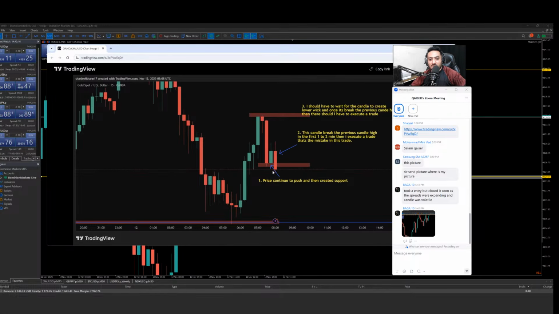All right, so it broke the low, price continued to push and then created support. Okay, it broke the low, and the candle broke the previous candle high in the first 1 to 2 minutes. Then I executed a trade, that was a mistake. I should have waited for the candle to create a lower wick, and once it broke the previous candle high.